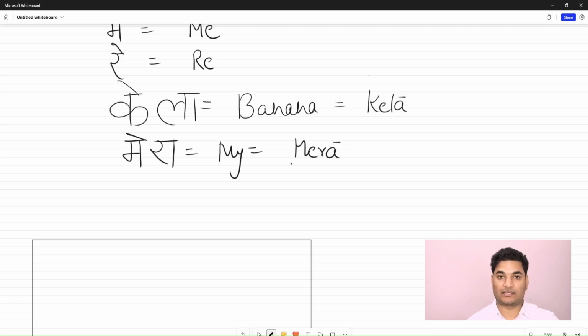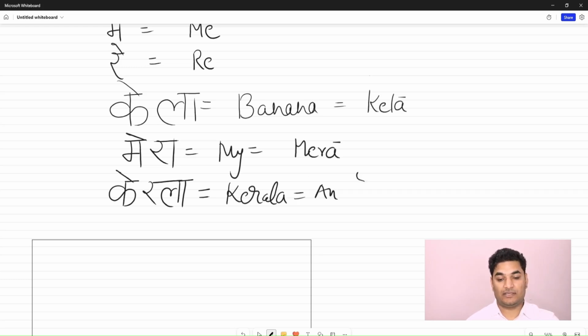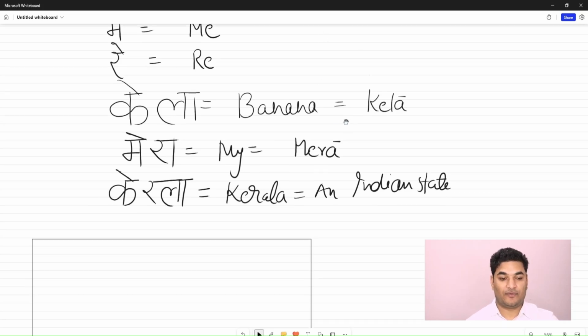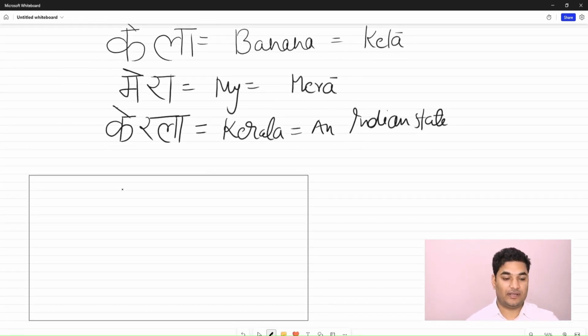Written like this, translation. Then the third one is Kerala, or some people will pronounce Kerala. An Indian state. Fine. The fourth word is an English word, very commonly used in India, rail. Rail is a train.